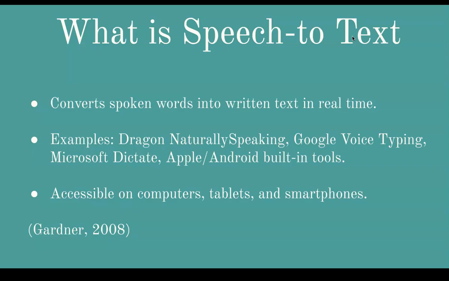So, what is speech-to-text? It converts spoken words into written text in real time. So here are some examples. Some of them are specific programs like Dragon Naturally Speaking that are separate from browsers and are apps that go into your computer. Others are browser extensions like Google Voice Typing, Microsoft Dictate. And then they also have access to use these tools on any of their phones, which also have speech to text applications. So it's accessible on computers, tablets, smartphones, just anywhere that these kids can get a hand on technology, they have access to speech to text.